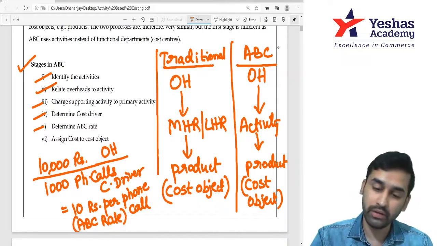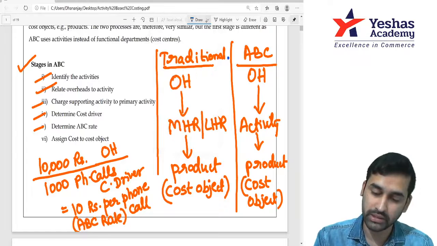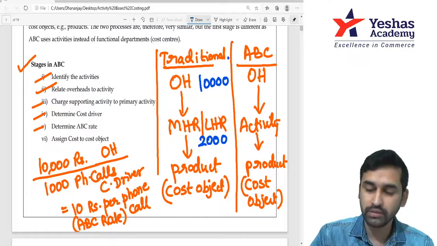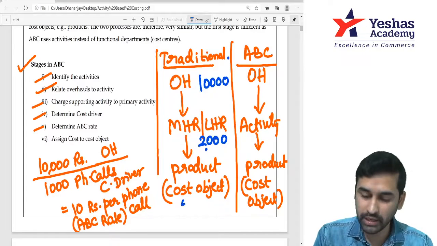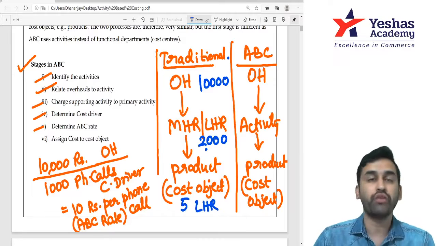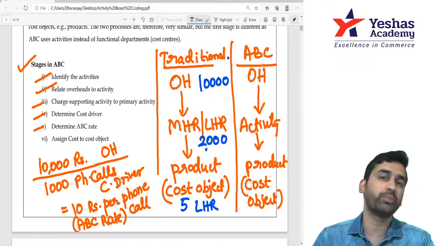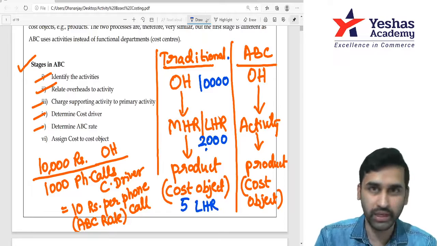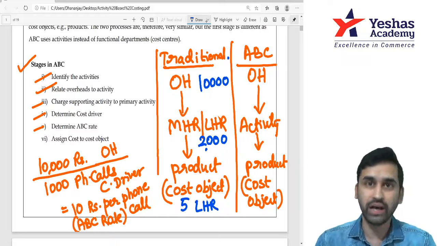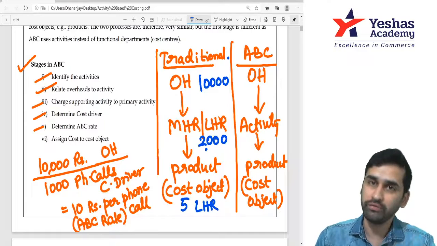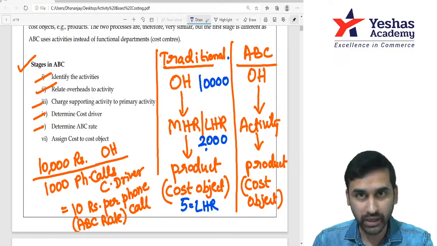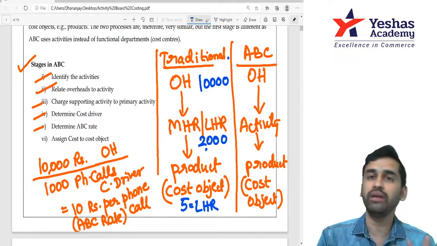What we did in traditional method was this: 10,000 rupees, 2000 labor hours. Therefore 10,000 by 2000 labor hours, we said 5 as LHR. And what is the meaning of 5 LHR? For 1 labor hour there is 5 rupees of overhead. Or to put it in a simpler way, if 1 labor works for 1 hour, then overhead cost will be 5 rupees. That is the meaning of LHR.